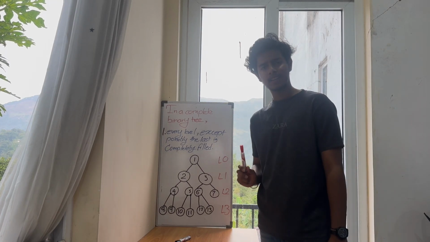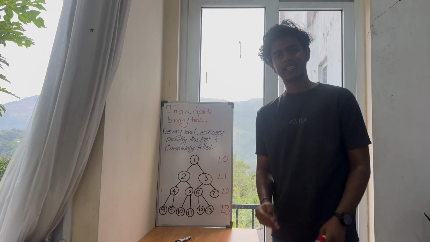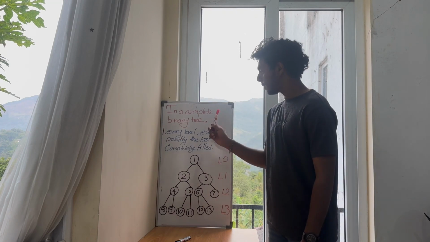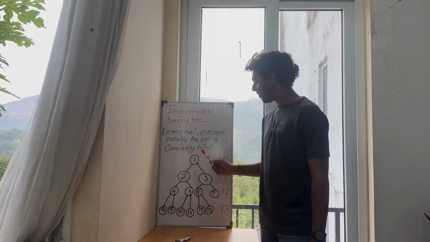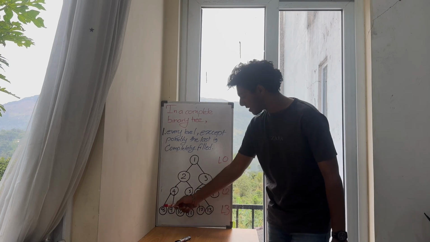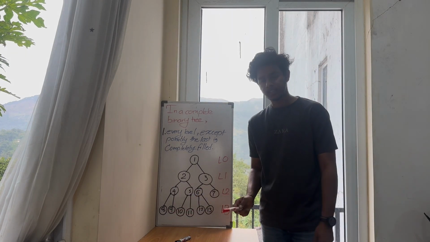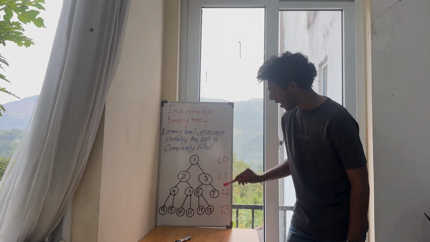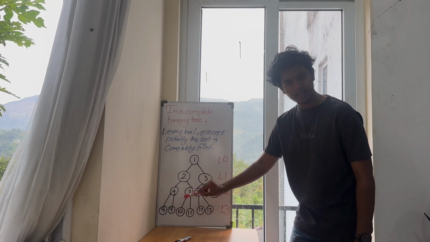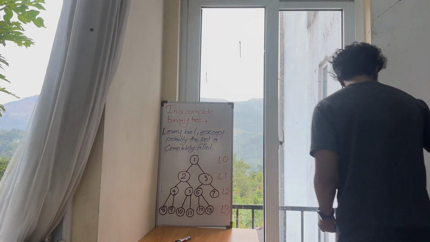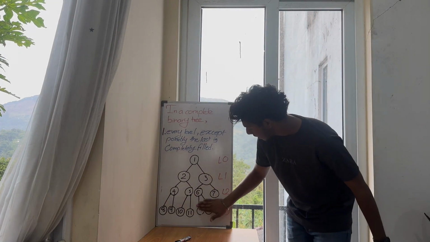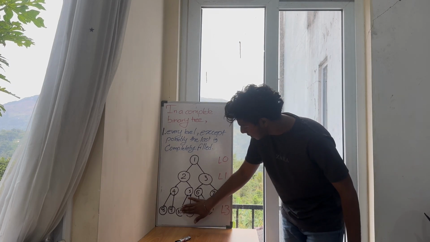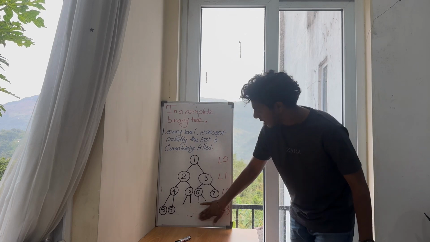A complete binary tree is a binary tree that satisfies 3 properties. The first property is, in a complete binary tree, every level except possibly the last level is completely filled. So this level should be filled except for the last. This complete binary tree is correct.